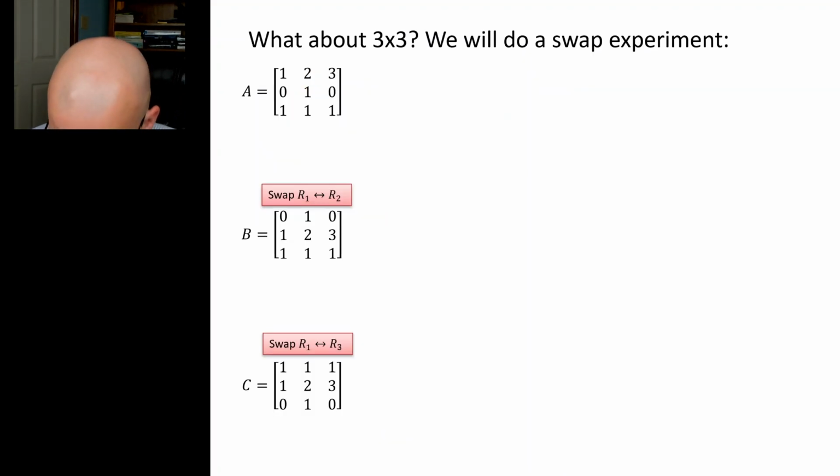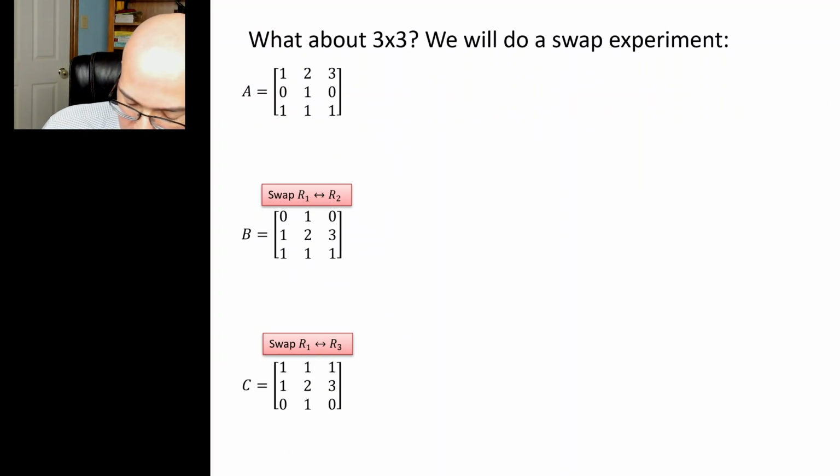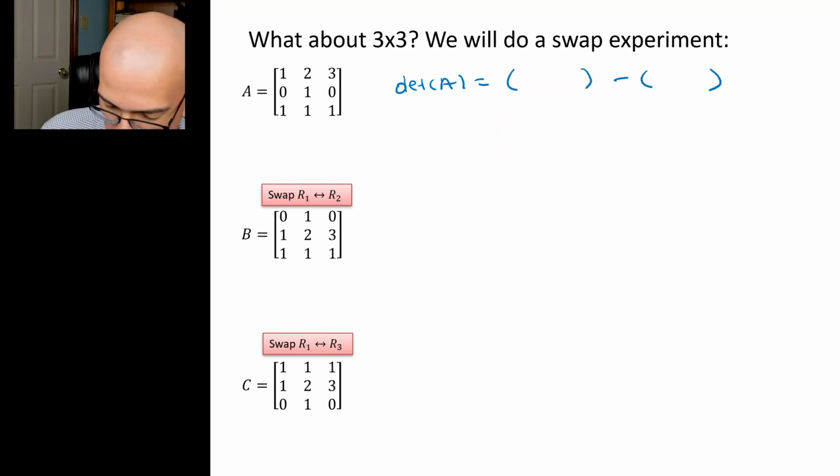Now 3x3, what happens if we do a swap here? So here's our original matrix A. Our determinant of A is going to be down products minus up products. So our down products, we have 1 plus 0 plus 0 minus our up products. Our product is 3 plus 0 plus 0. So 1 minus 3 is negative 2.